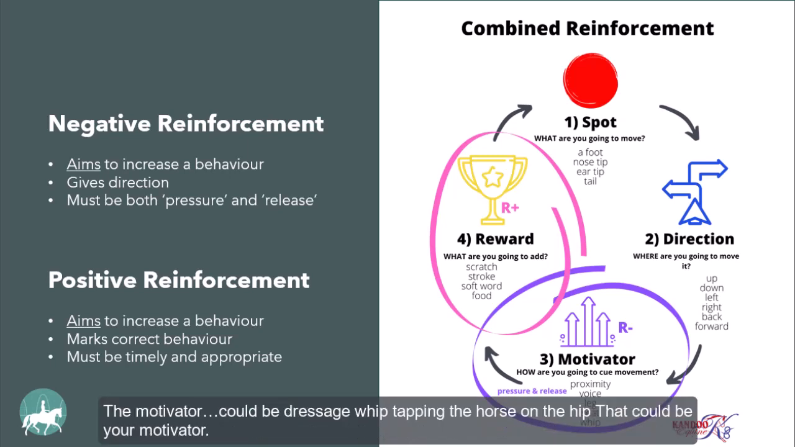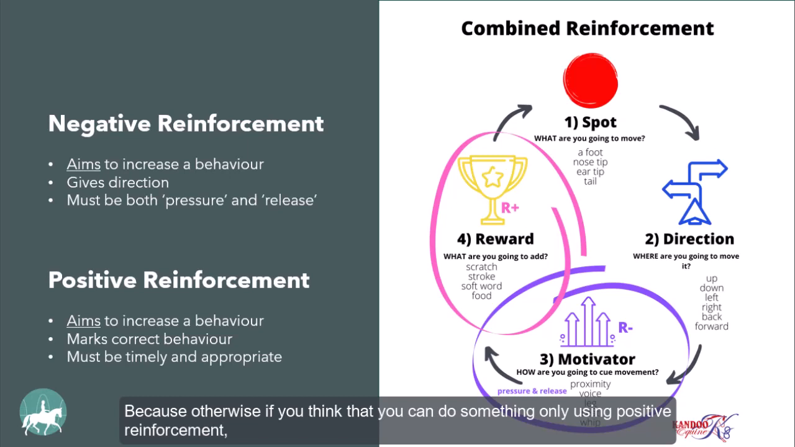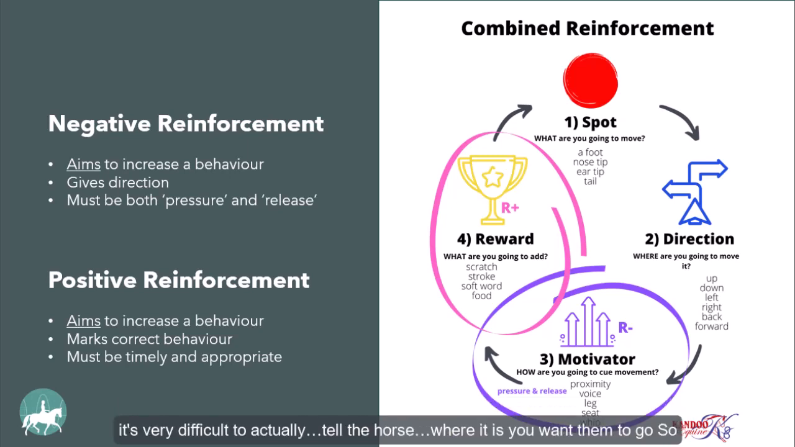The motivator could be a dressage whip tapping the horse on the hip. That could be your motivator. And your reward might be to give the horse a scratch on the wither when he's done it, or a stroke on the neck or something like that. But we need to understand, it's very important, I think, to know your spot and your direction before you start. Because otherwise, if you think that you can do something only using positive reinforcement, it's very difficult to actually tell the horse where it is you want it to go.